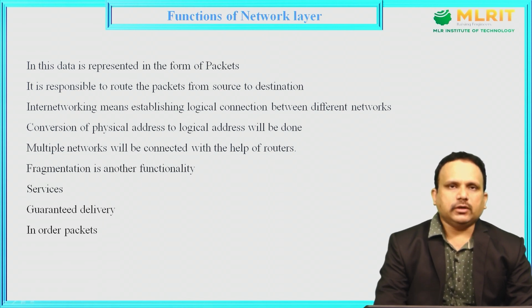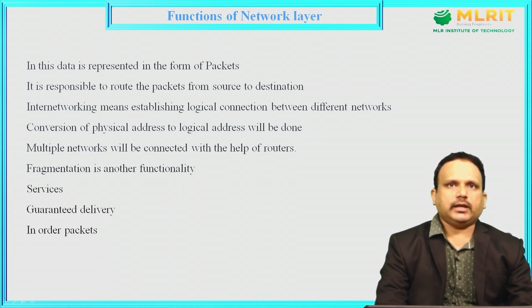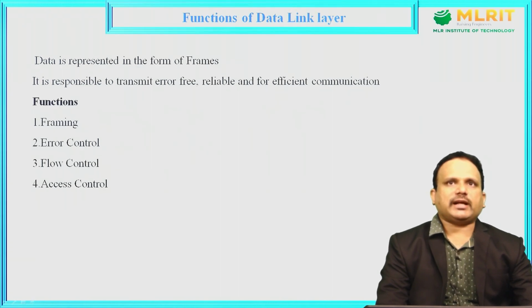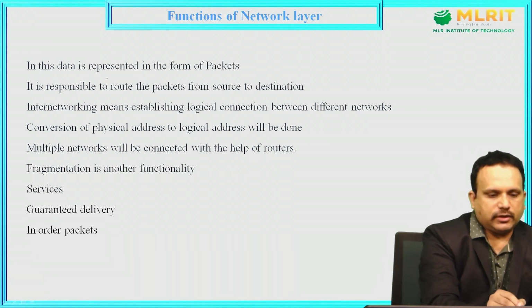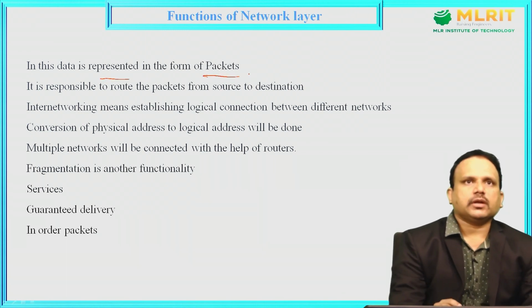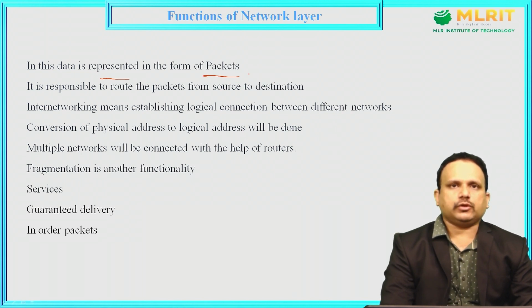If we recollect the previous session, in the data link layer, the data will be transmitted in the form of frames. That particular frames will be converted into packets in this network layer. So, the data is represented in the form of packets. It is responsible to route the packets from source to destination. The main aim of the network layer is to route the packets. Routing the packets means you are supposed to follow the path from source to destination.